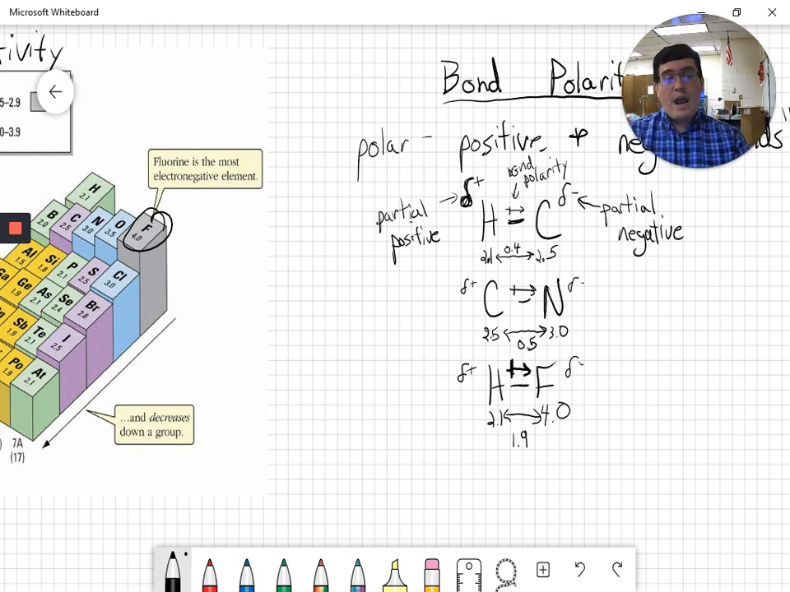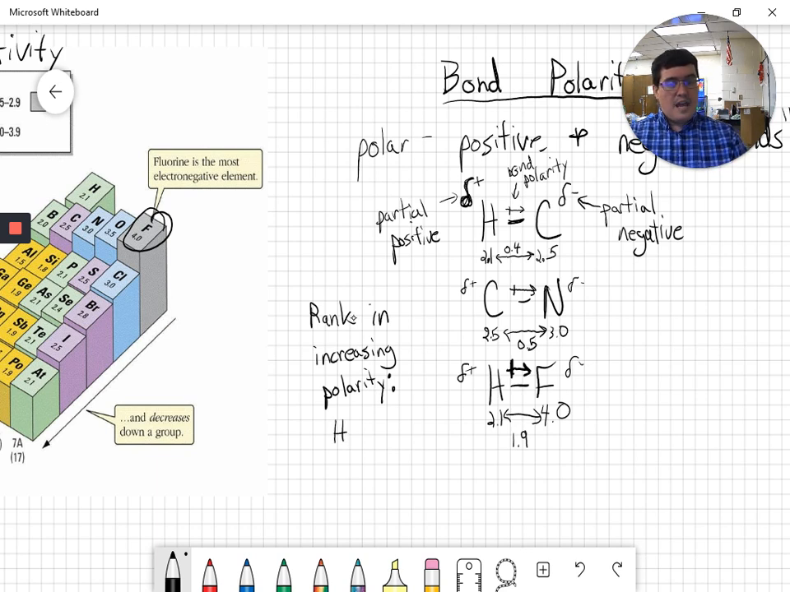If I asked you to rank these in increasing polarity, which one is the highest? Which one is the most polar? Well, it's going to be HF, so that's going to be the highest one. Which one's the lowest one? That would be HC. So we'd say the hydrogen-carbon bond is the least polar, followed by a carbon-nitrogen bond, then followed by an HF bond, a hydrogen-fluorine bond.